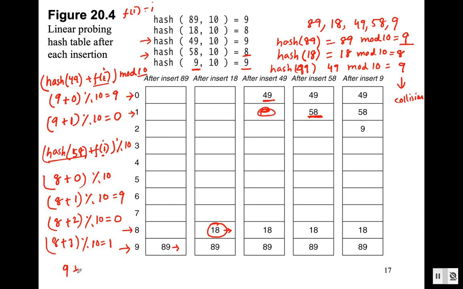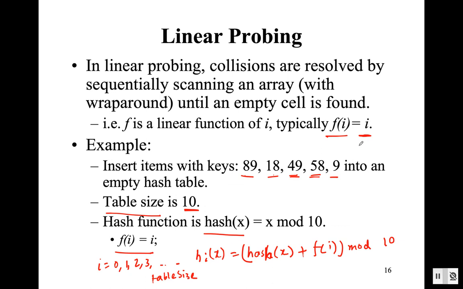add 9 plus 3. With i value equal to 3, it gives us an open cell: 9 plus 3 mod 10, which is 2. We are going to insert 9 here. So you can see that in linear probing we are resolving the collision by sequentially scanning an array until we find an empty cell.